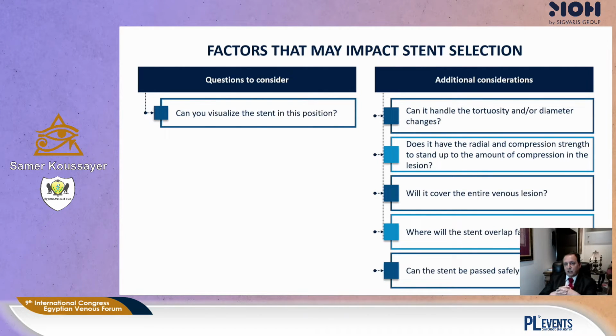Does it have the radial compression strength to stand up to the amount of compression? If you look at severe compressions, you may think about stainless steel. Where does it cover the entire venous lesion, where is the stent going to be deployed, and is there overlap? Because overlapping is bad in venous stenting, as it causes more venous stenosis. And can the stent be passed safely to the target vessels?